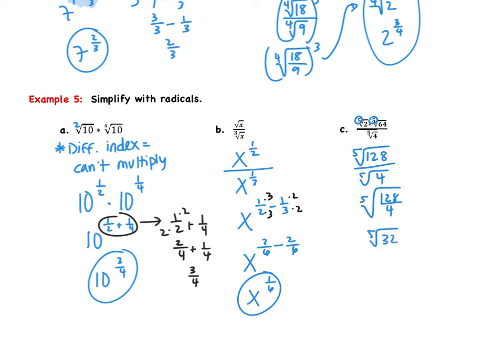Don't think you're done yet. You got to ask yourself if that can be simplified. Let's try. 32 is 16 times 2, so this is 4 times 4, 2 times 2, 2 times 2. Index of 5 means we're looking for a group of 5, which we have. So final answer is just 2.